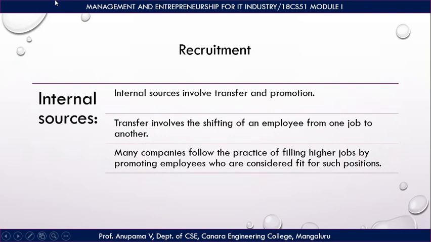Transfer involves the shifting of an employee from one job to another. Many companies follow the practice of filling higher jobs by promoting employees who are considered fit for such positions. Transfer refers to shifting an employee from one job to another without any change in the position, post, status, and responsibilities. The need for transfer is felt to provide employees a broader and varied base which is considered necessary for promotion. Job rotation involves transfer of employees from one job to another on a lateral basis.